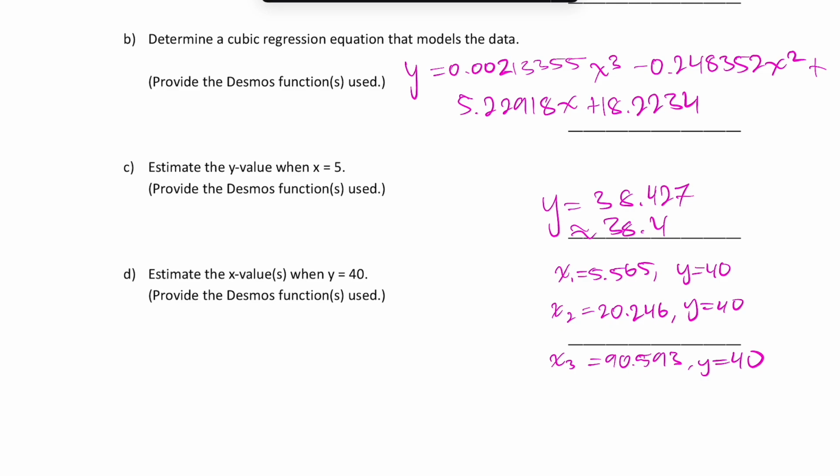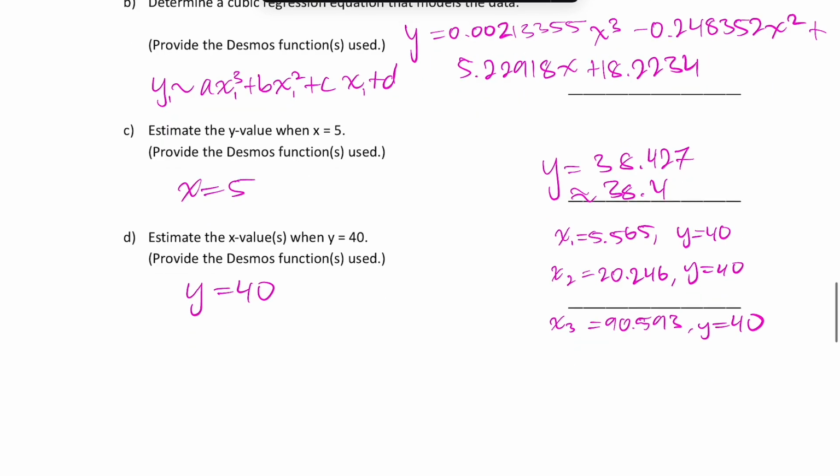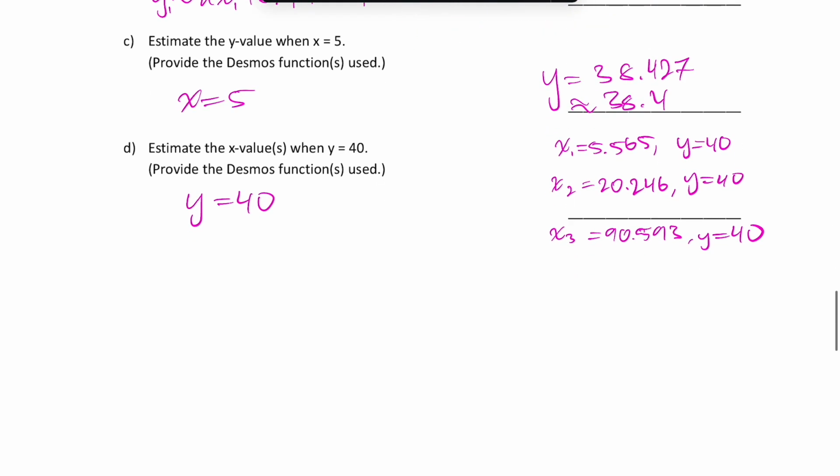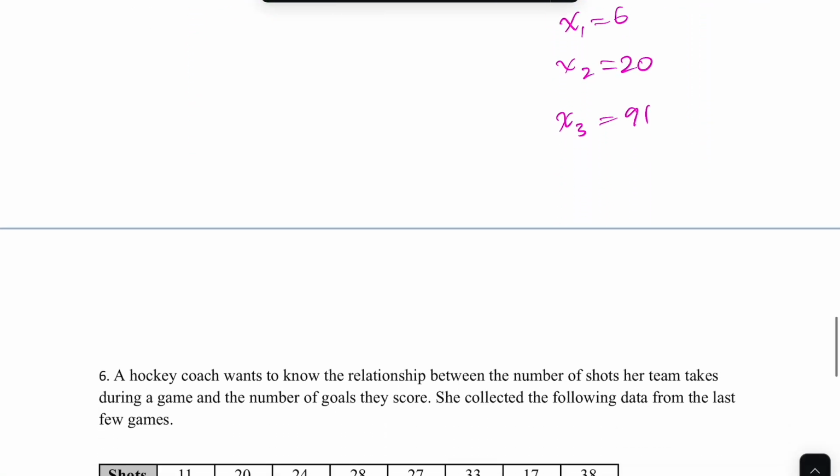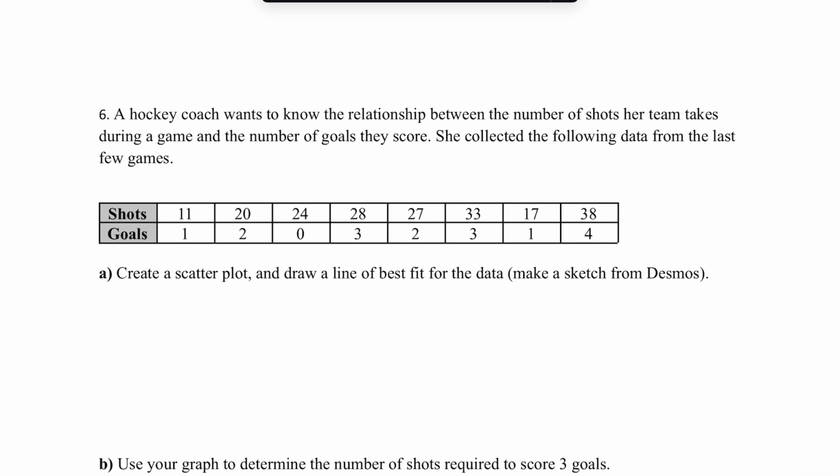Also on all these I said provide the Desmos functions used. So like we put in x equals 5, and here we put in y equals 40, and here we use y equals ax cubed plus bx squared. And then this is just an estimation, so x1 equals 6, x2, this is just rounding, 20, and x3 equals 91. Perfect. Moving on. Oh, we've got another Desmos one.